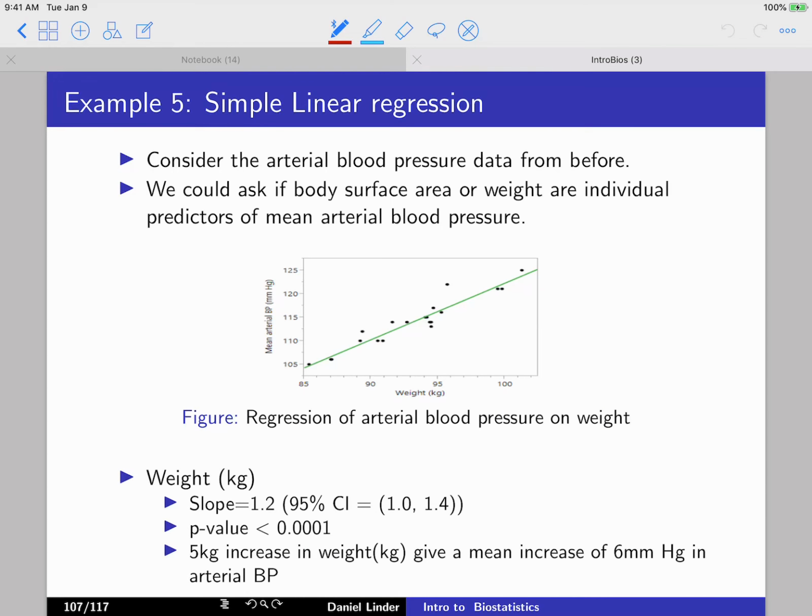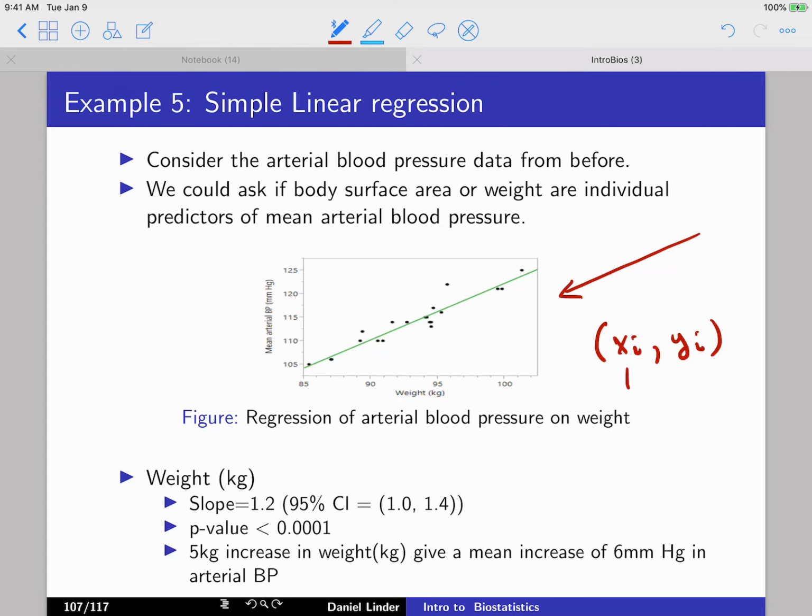So let's go back to this arterial blood pressure data, and ask if body surface area or weight are individual predictors of this arterial blood pressure, mean arterial blood pressure actually. What we have here is a scatter plot of this data, and each of these points is going to be the weight in kilograms for observation i, so xi and yi, which would be arterial blood pressure.